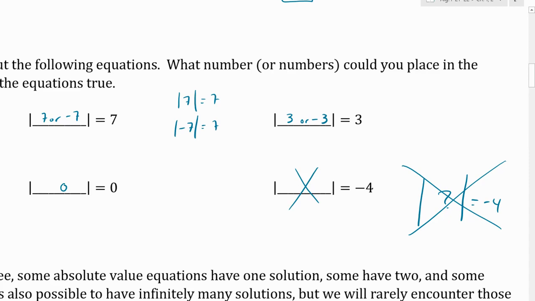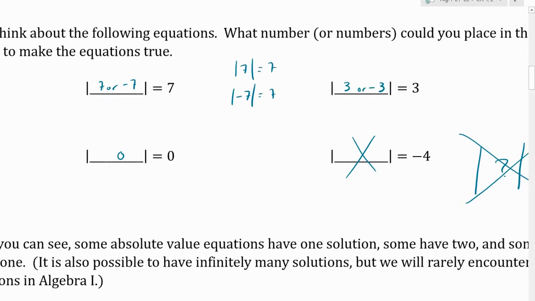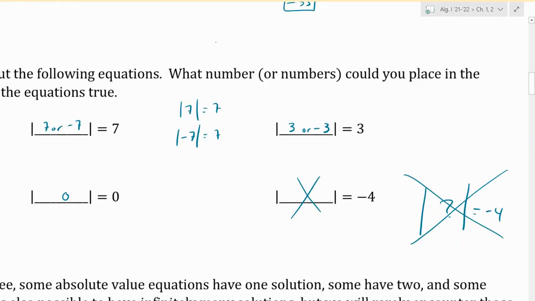There's no solution. So basically, for the majority of the time, almost all the time, when you do absolute value equations, you're going to either get 2 solutions like we did right here.